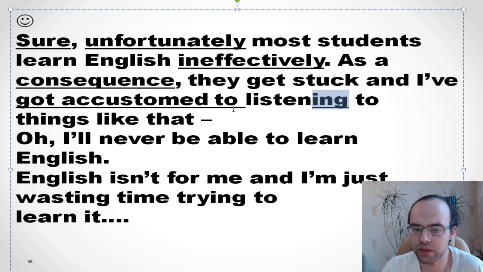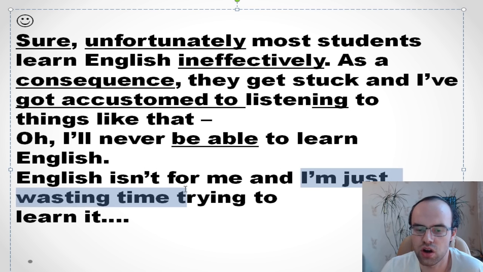Oh, I'll never be able to learn English. So be able, we use it in the future instead of can. So can in the future is will be able. I'll never be able to learn English, so I can't learn English. English isn't for me, and I'm just wasting time trying to learn it. So English is too difficult and it's not for me. Maybe I tried to learn English but I don't have a result, so I need to stop. I'm wasting time, so it's stupid trying to learn it.